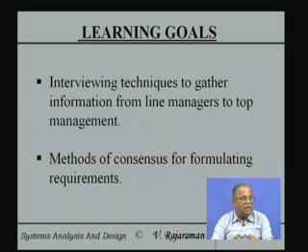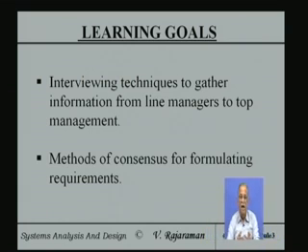Now, what I mean by method of consensus for formulating requirements is that in any organization there are conflicting requirements and conflicting goals, and one has to arrive at some kind of fully agreed upon set of requirements. Going back to my example of house building, there are conflicting requirements in terms of what a house should have.